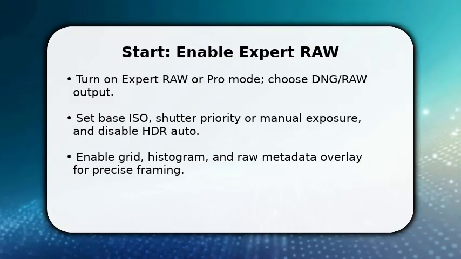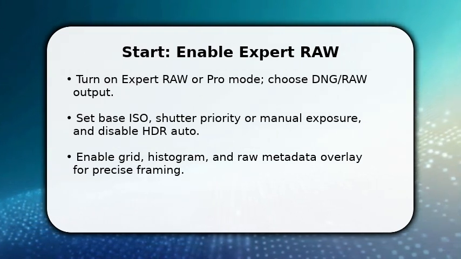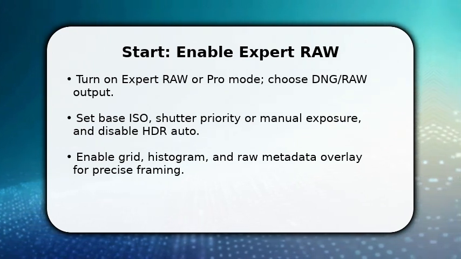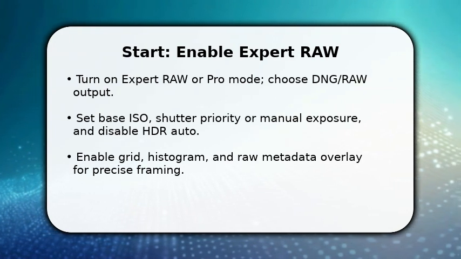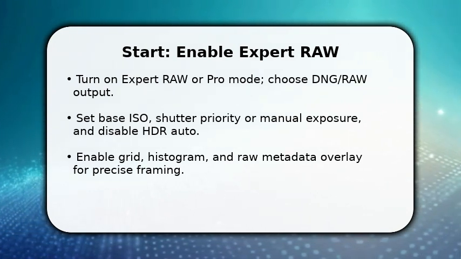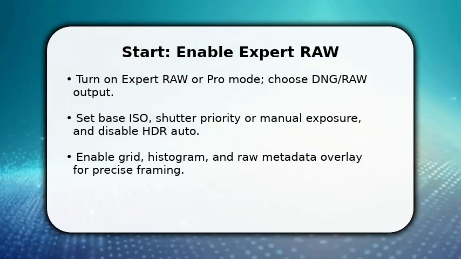You begin by activating Expert RAW and selecting DNG output so you capture full sensor data. This preserves highlight and shadow info. Set a low base ISO for cleaner files, then choose manual or shutter priority to control motion. Once done, disable automatic HDR so the exposure logic stays predictable.